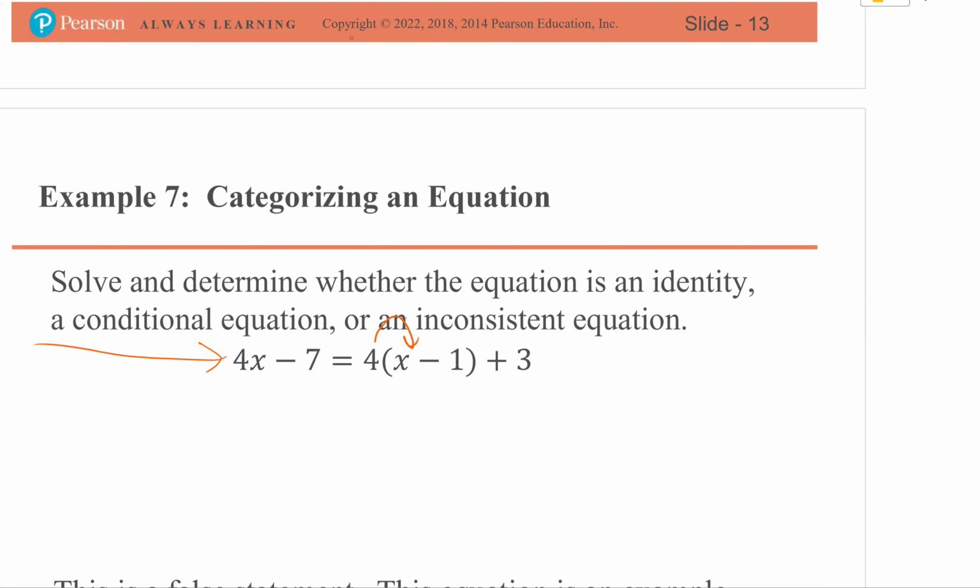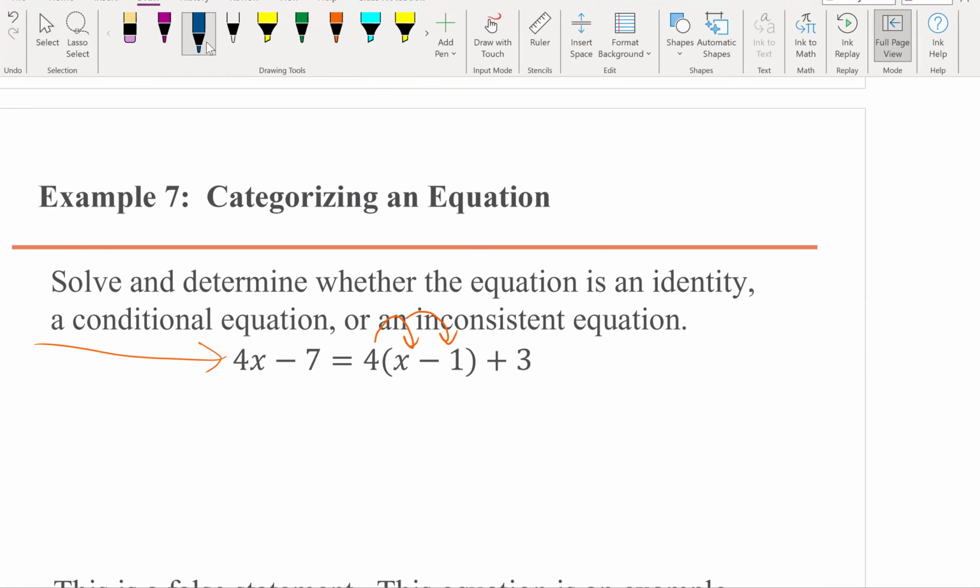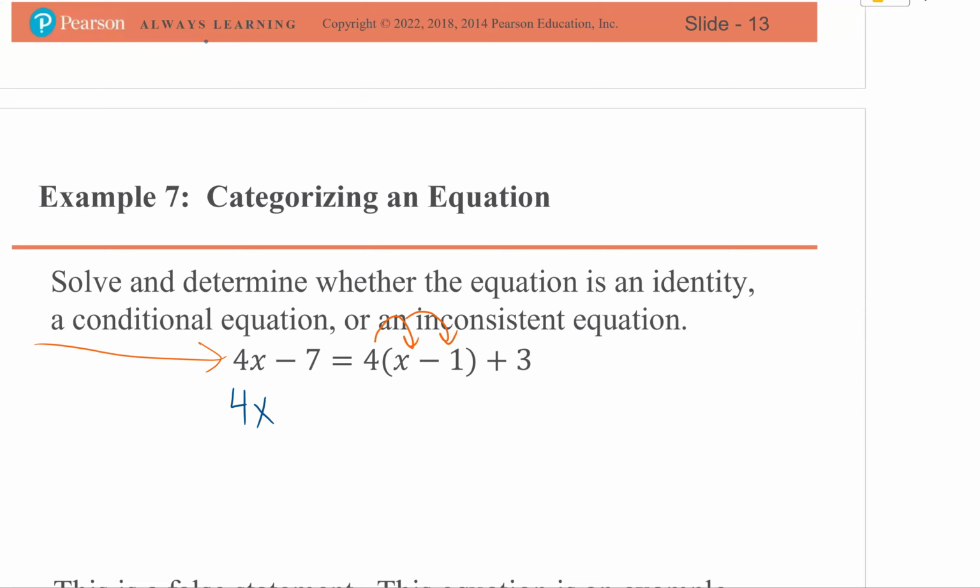First thing we're supposed to do is distribute and get rid of any grouping symbols. I'm going to just rewrite the left side because there are no grouping symbols I need to worry about and there are no like terms. But on the right side, I need to distribute that 4. It'll be 4x minus 4 and then plus 3 that was already there. These are like terms, so they're going to be combined now: 4x, then minus 4 plus 3 makes minus 1.